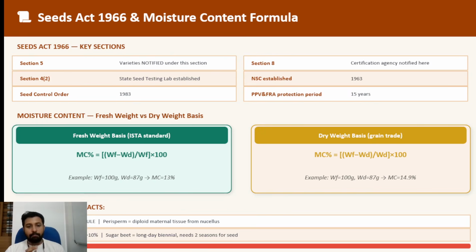Then seed botany, I told you before, in seed botany you should be very thorough with the different terms. For example, perisperm, it is given here, the diploid maternal tissue from the nucellus. What is nucellus? Nucellus is the nourishing cells for the developing embryo. What is funicle? Funicle is the stalk of the whole ovule setup. And the integuments cover the embryo sac, right?